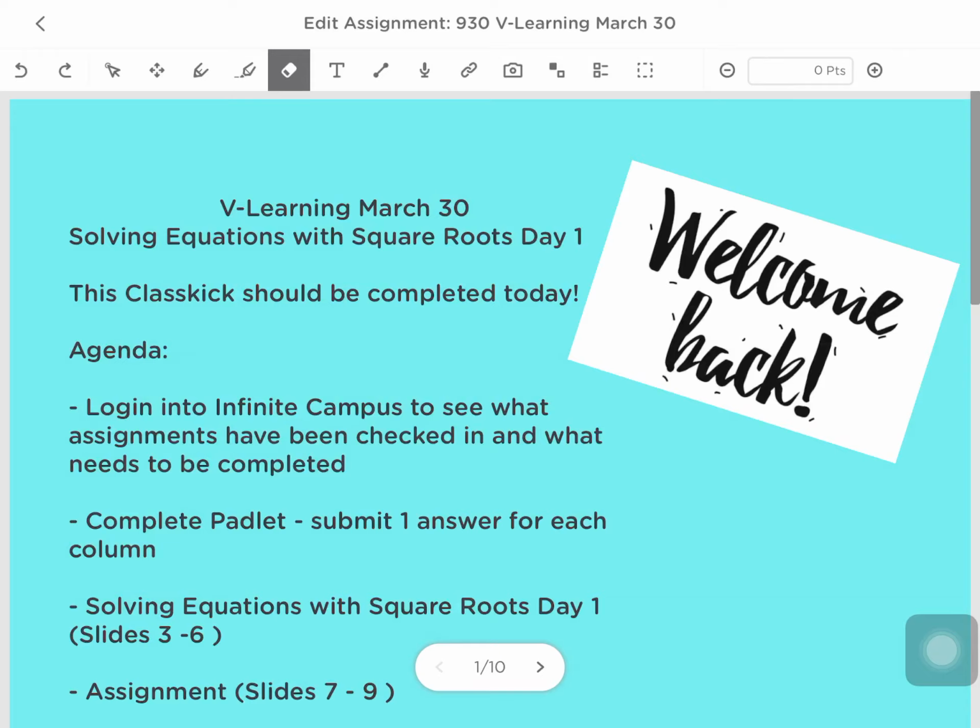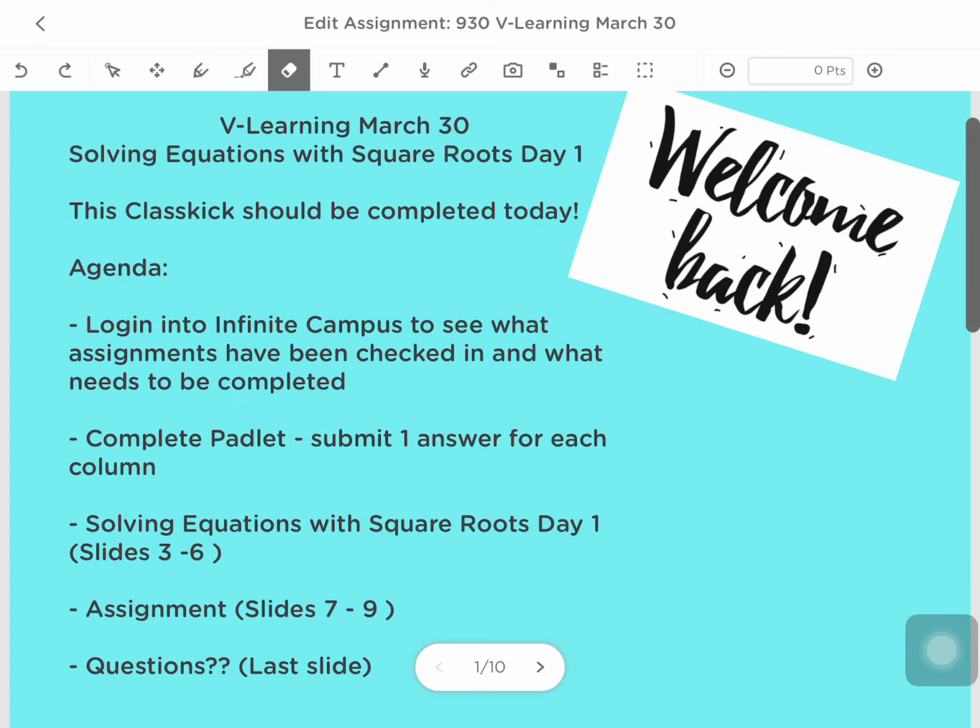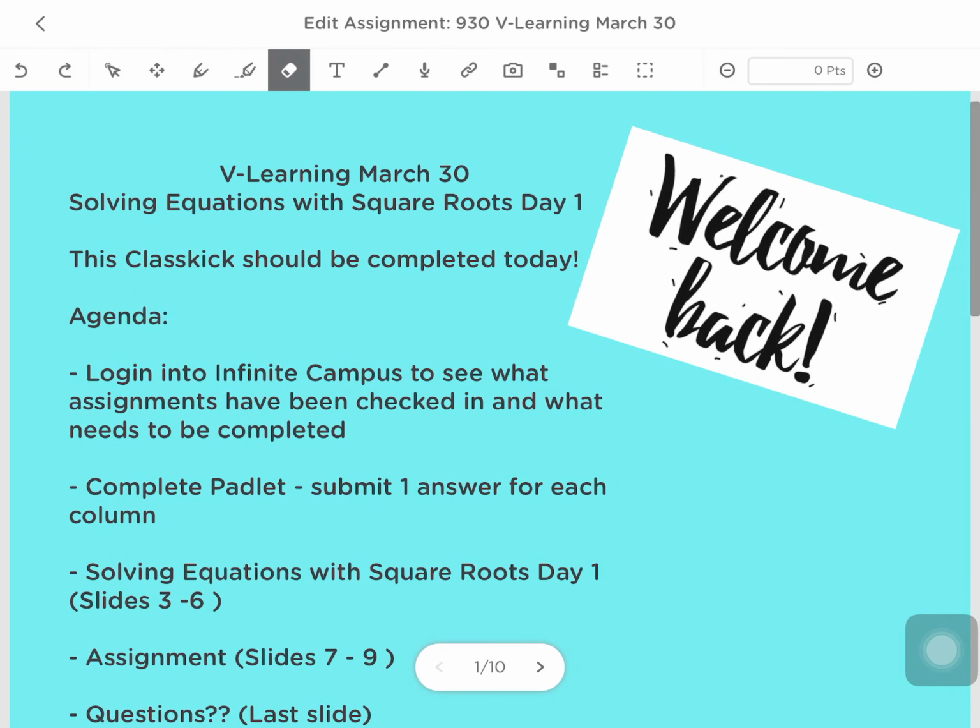Alright, so if we start with this first slide here, a couple things that I'd like you to do. I'd like you to log into Infinite Campus at some point while you're in class today and look to see what you have completed and what's blank. If an assignment's left blank, that means it was not finished. It possibly wasn't even started. So if you need any help with that, please reach out to your teacher so that we can help you get those points in.